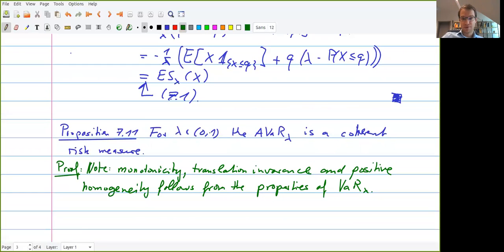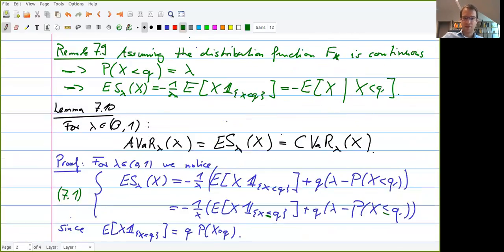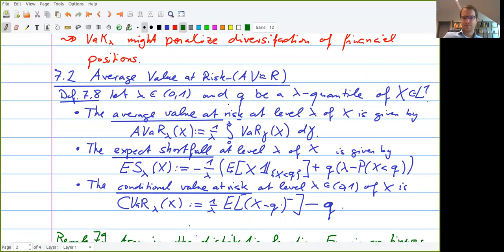And now if you go back to the definition of average value at risk, if the integrand is monotone, the integral is monotone as well. So that's easy. For translation invariance, since you have an average normalized by 1, if you can pull out the cash position, you can also pull it out of the integral.